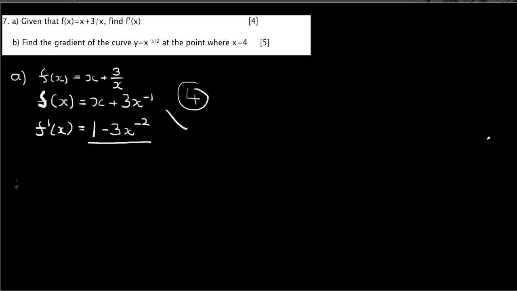Now the next thing we're going to do is, for part B, we're going to use that to find the gradient of the curve at y equals x to the 5 over 2. So we've got y equals x to the 5 over 2. So we're going to find the gradient, so we're going to differentiate that. So to differentiate that, we've got dy by dx equals, bring the 5 over 2 down to the front, so that gives us 5 over 2x. Knock 1 off the 5 over 2, which gives us 3 over 2. So dy by dx is 5 over 2x to the 3 over 2.